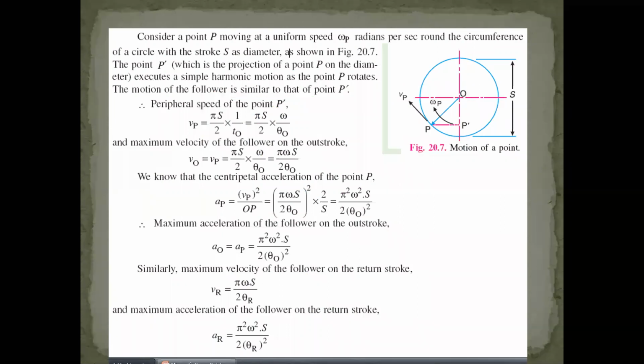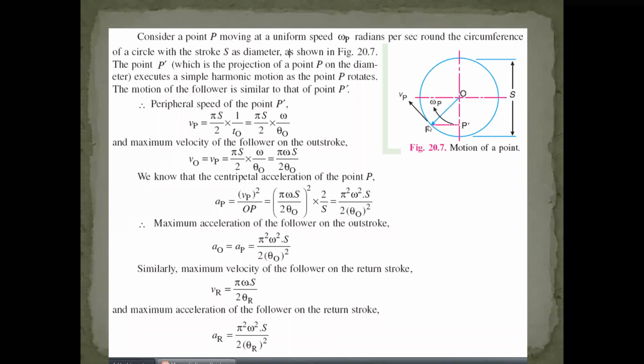We are going to find out the maximum velocity and maximum acceleration. If it is taken to be a simple harmonic motion, then you take a circle with center O. In the circle you have to choose a point P. Its projection is P dash.